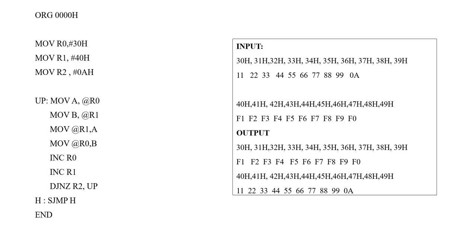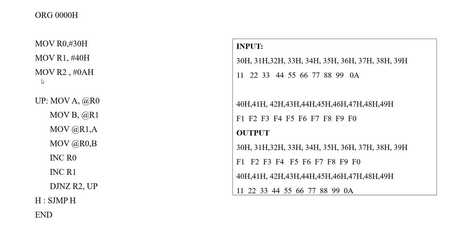Then MOV @R0, B. It will store the value from B into the address pointed by R0. After that you have INC R0, which will increment R0 to point to the next location in the first set. Then INC R1. It will increment R1 to point to the next location in the second set. Then DJNZ R2, UP. It will decrement R2 and jump to UP if it is not equal to 0.